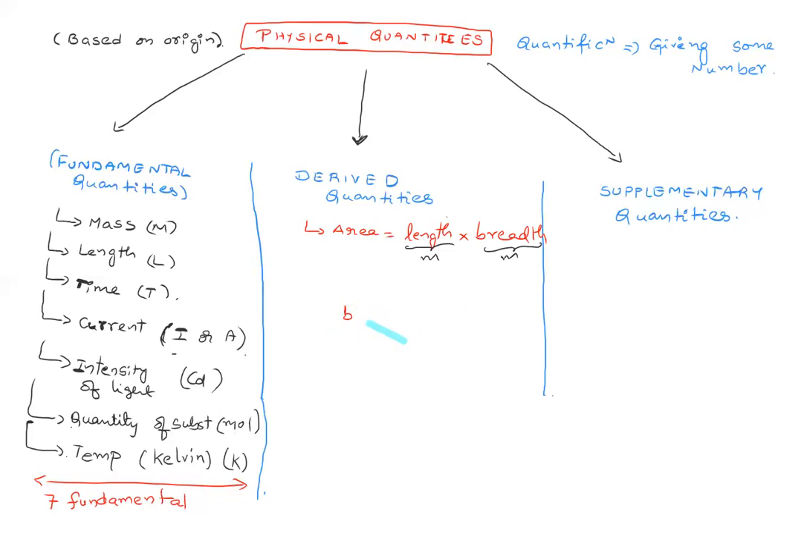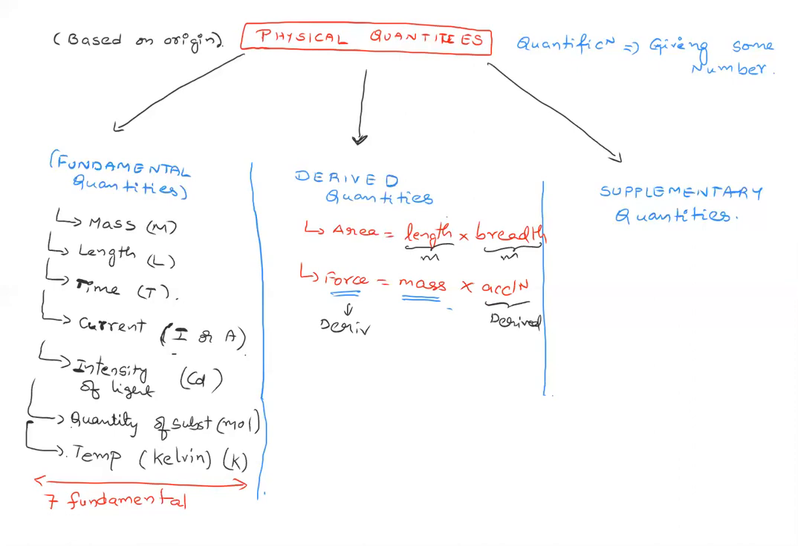Similarly, if you take force, what is force? Force is nothing but mass times acceleration in a loose way, provided mass is constant. We'll see about it later in Newton's laws of motion in detail. Now, if force is mass times acceleration, your mass is a fundamental quantity, your force is a derived quantity, and your acceleration is a derived quantity.